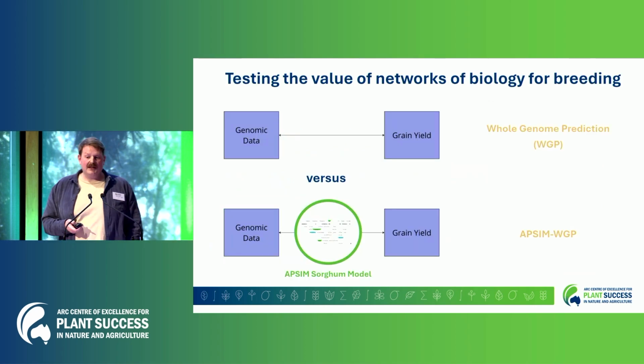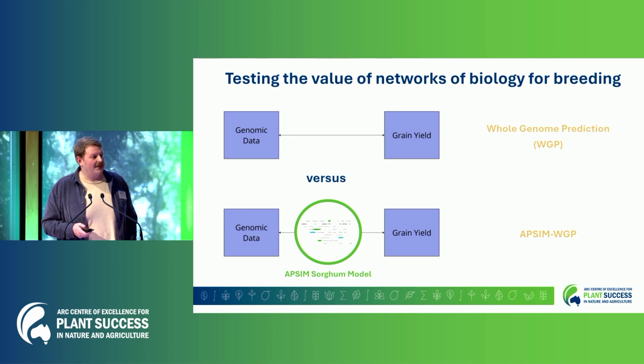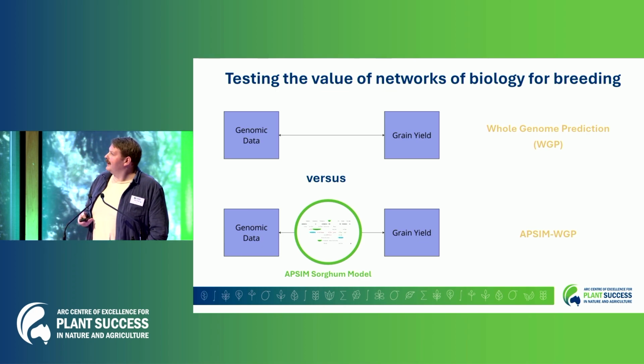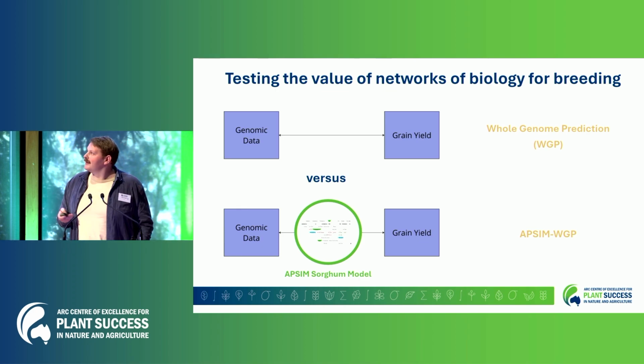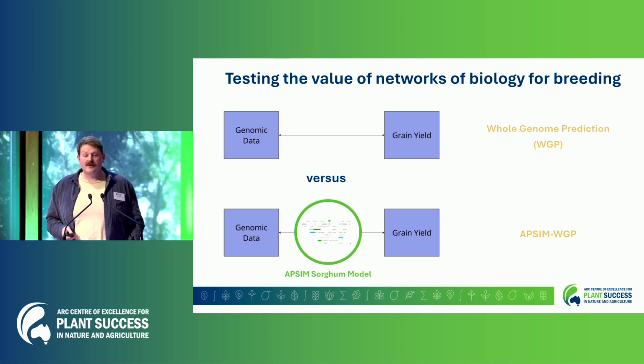So to specifically test that, what we've been working on is first setting up this modeling framework that we call APSIM WGP. In the simplest way I could describe it, we're taking what genomic prediction does, where we have a load of genomic data and a load of complex trait phenotypes such as grain yield, and they would try to map the relationship directly between those two sources of information.